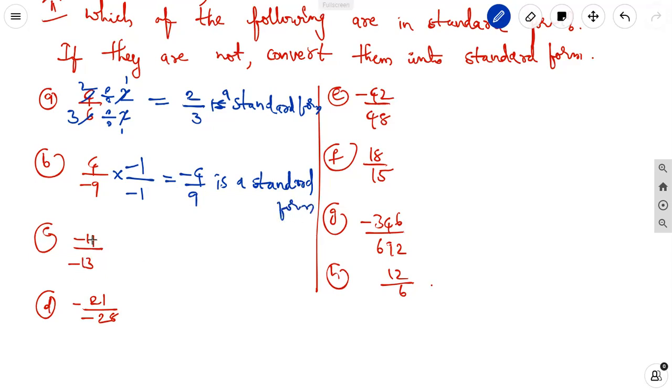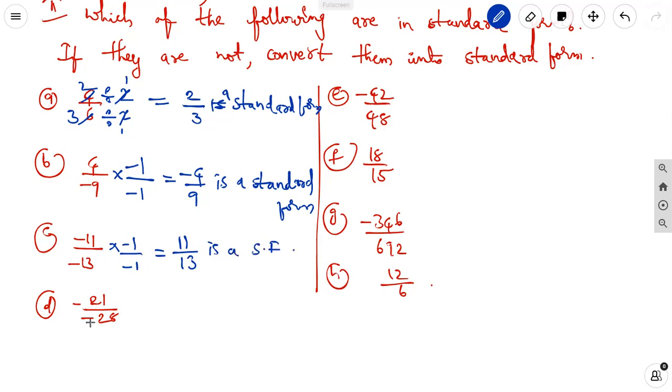Next here, 11 and 13. 11 is a prime number, 13 is a prime number. So two prime numbers and both are odd numbers. But the denominator has a negative sign, so we should multiply the numerator and denominator by -1. It is equal to -11 times -1, it's 11, and -13 times -1, it's 13. So it's clearly a standard form.